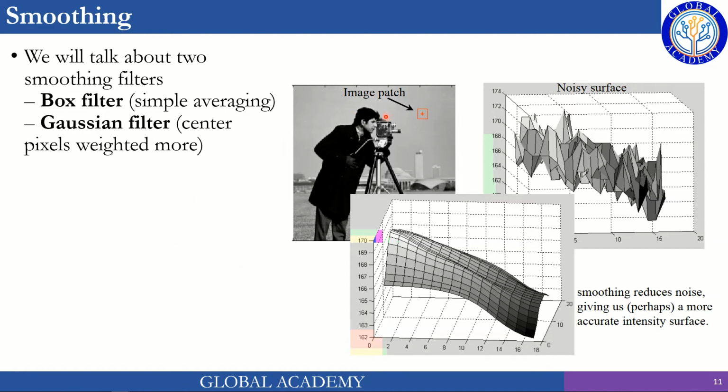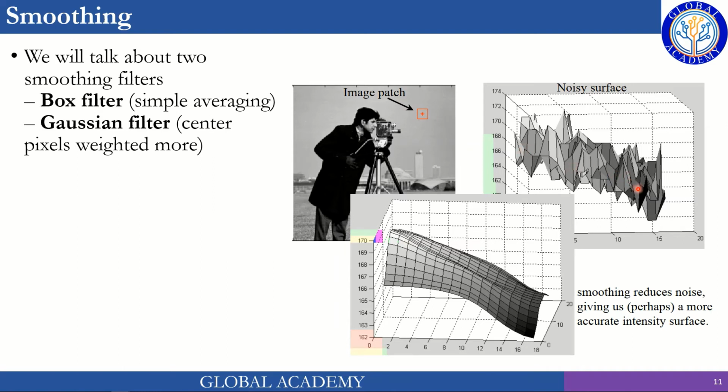So we have a cameraman image, and a small patch of this image is plotted as a 3D function. I mean x-axis and y-axis, and the intensity in the third dimension, like this one. So it's a 3D plot, not a 2D image. Say this is the x direction, this is the y direction of the image, and the intensities are plotted in the third dimension. So it's a very noisy surface apparently, whereas in the original image it's a very smooth surface, but in the 3D plot it's really noisy.